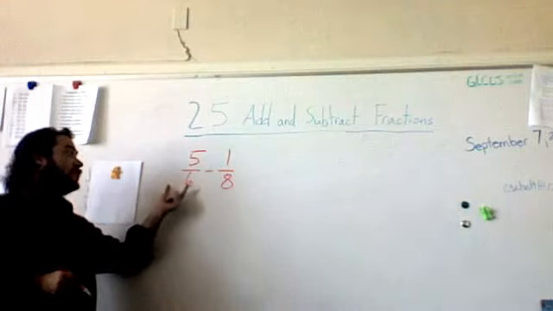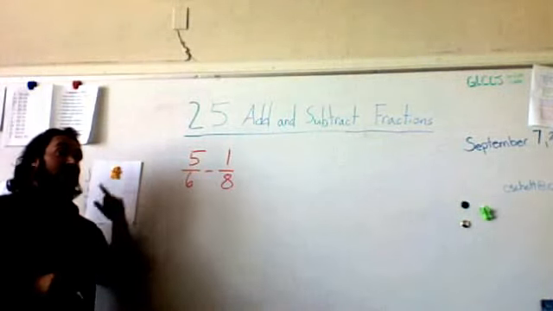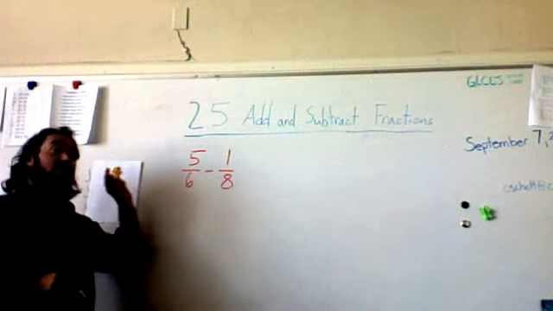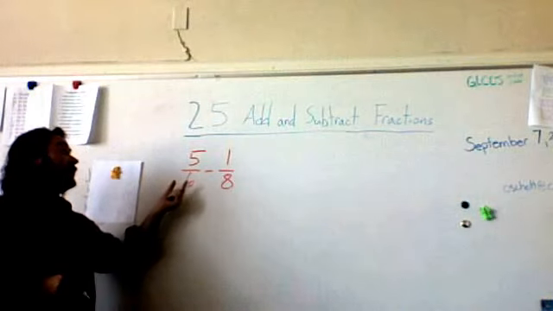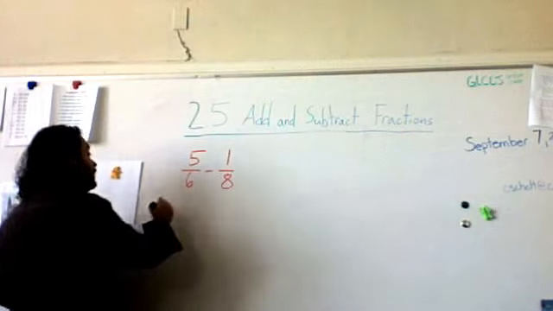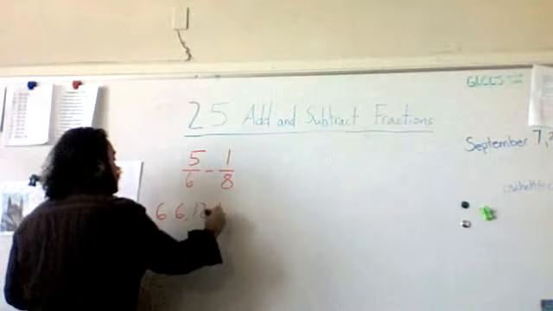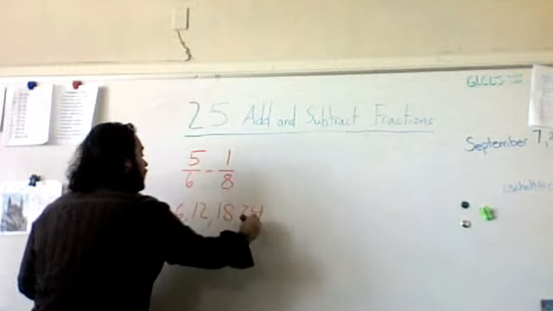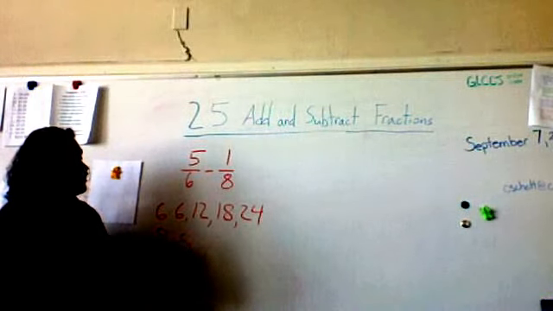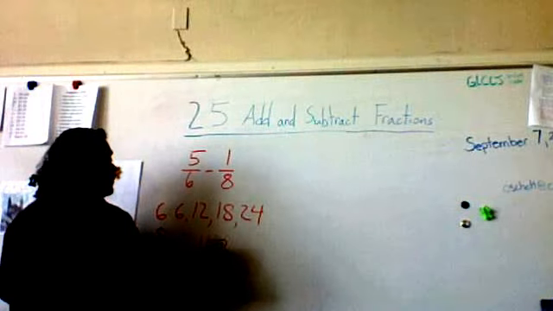Again, the denominators are not the same, 5/6 minus 1/8. 6 and 8 are not the same, so we cannot just subtract like it is. We have to first convert these fractions, find equivalent fractions so that they have the same denominator. We start by finding the least common denominator. Again, my knowledge of multiplication facts lets me know as I'm going through that 24 is a multiple of both.